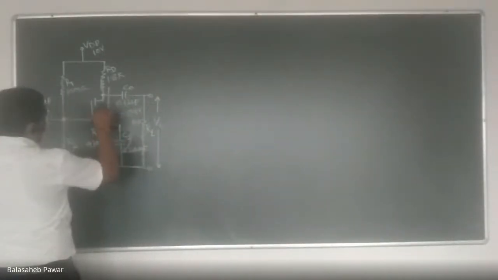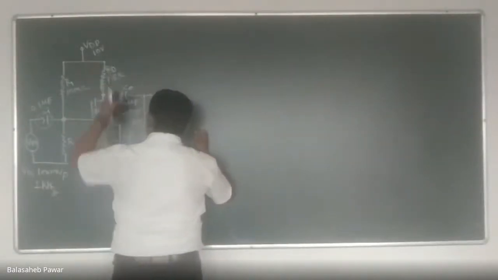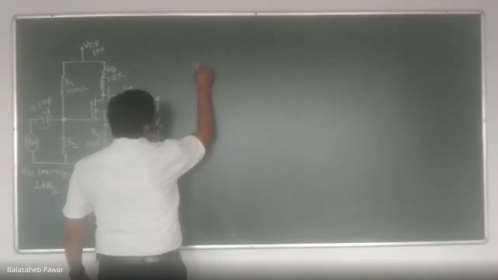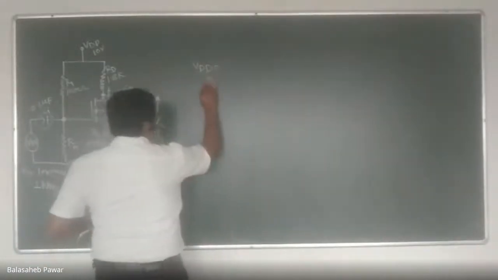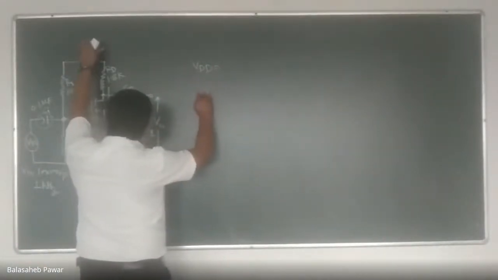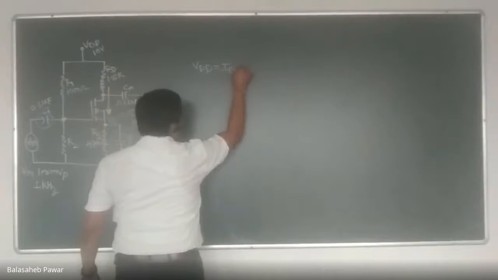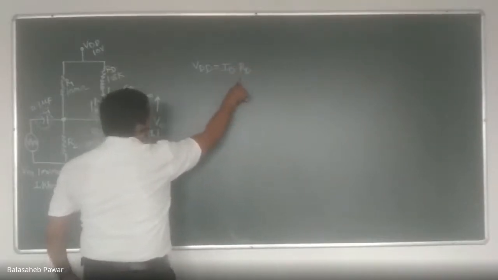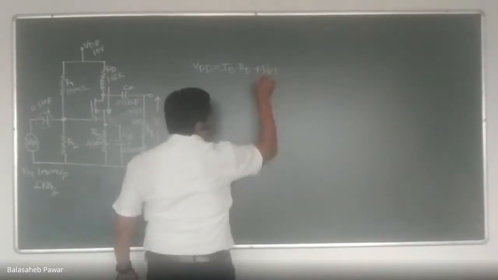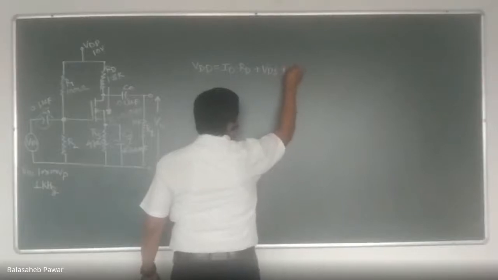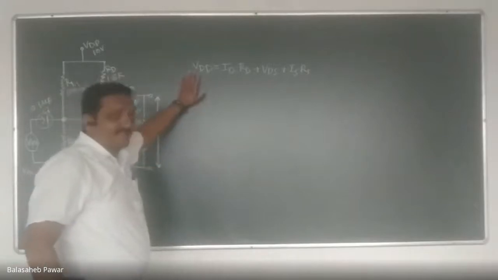So if we apply KVL to the output side, I will first explain it in terms of the DC component only. VDD, the total applied DC source, equals the total drop in that output loop. So VDD equals ID into RD, that is the drop across the externally connected drain resistance, plus the drop across the transistor, that is VDS, drain to source, plus the drop across RS, that is IS into RS. First of all, do you agree with this?